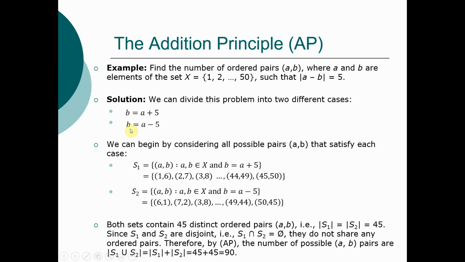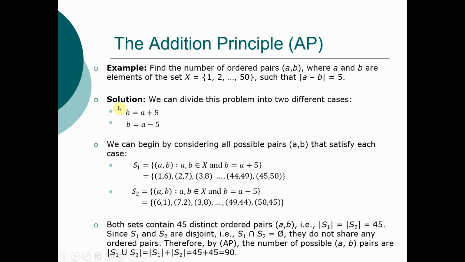Okay, I might have made a mistake. If A minus B is equal to positive 5, this is the relationship we have between A and B. If it's equal to negative 5, this is the relationship between A and B.